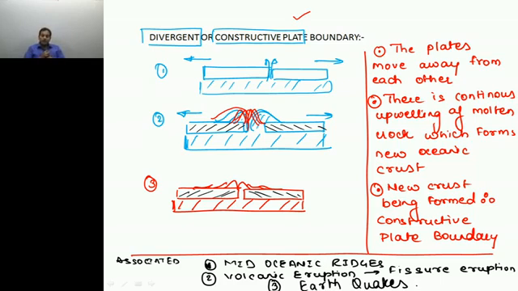So the divergent or the constructive plate boundaries are the boundaries where the plates move away from each other. There is a continuous upwelling of magma or lava, thus they are associated with the formation of mid-oceanic ridges. Now this kind of volcanic eruption is termed a fissure eruption because there is already a fissure on the surface of the earth and the volcano comes out without any violent explosion. And whenever there is a movement of the surface of the earth, whenever there is a volcanic eruption, there is a release of energy and the vibrations are set up on the earth. Therefore, they are also associated with earthquakes.